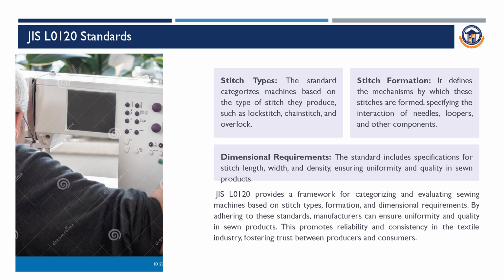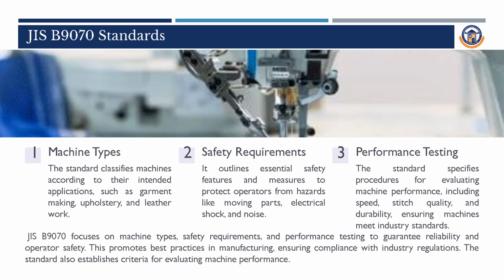In simple terms, Japanese Industrial Standard L0120 provides a framework for categorizing and evaluating sewing machines based on their stitch types, formation, and dimensional requirements. By adhering to these standards, the manufacturer can ensure the uniformity and quality of sewing products. This promotes reliability and consistency in the textile industry, fostering trust between producers and consumers.